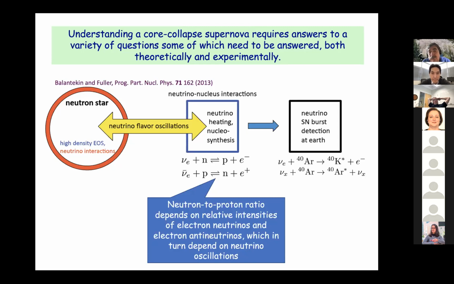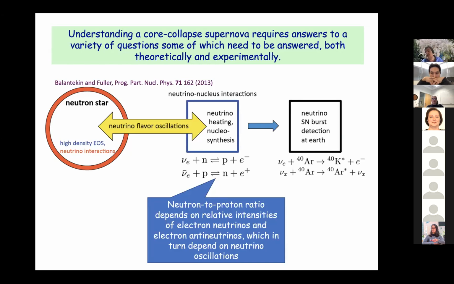And they reach a region where you have possibly neutrino heating of the shock or element synthesis, nucleosynthesis. And of course, those two reactions that I write, electron neutrinos on neutrons and electron antineutrinos on protons, those two reactions determine the neutron to proton ratio. And that neutron to proton ratio depends on the relative intensities of electron neutrinos and electron antineutrinos, which in turn depend on neutrino oscillations. So if you understand the neutrino oscillations as neutrinos travel from the neutron star to the location of the nucleosynthesis, you really need to include that in understanding nucleosynthesis.